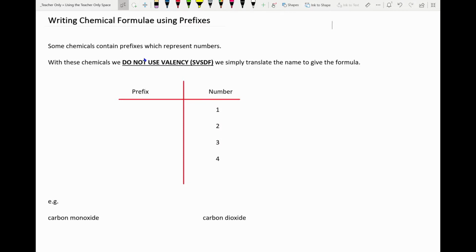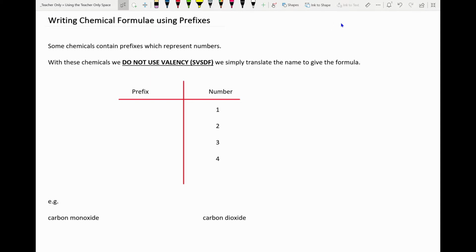Hi everyone, in this video we are going to look at writing chemical formulae using prefixes. So this will be a nice quick video, hopefully, which will show you a slightly different method that's needed in chemistry for writing chemical formulae. So some chemicals that we have contain prefixes.